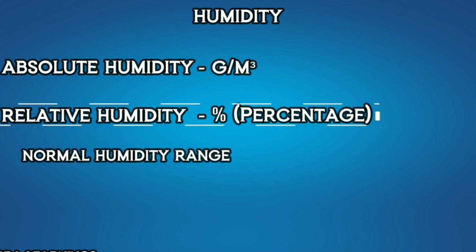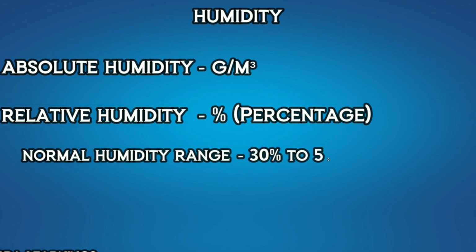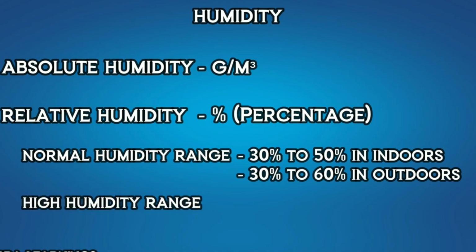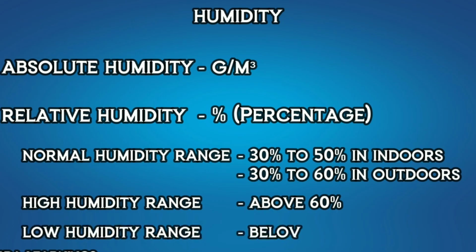Normal humidity levels typically range from 30% to 50% indoors and 30% to 60% outdoors. High humidity levels are considered to be above 60%, while low humidity levels are below 30%.